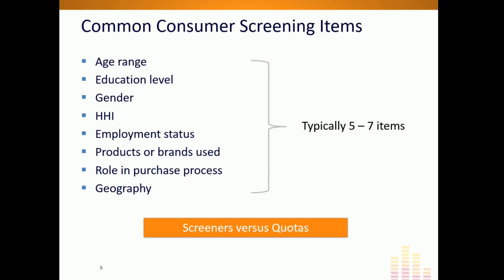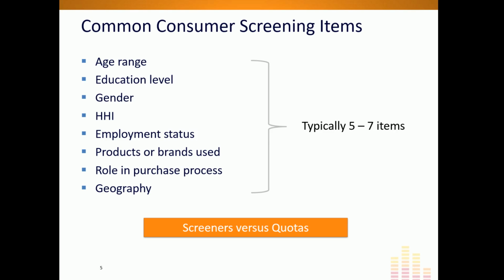So we really try to keep it to 5 to 7 questions. Also, frankly, if your screener has 10 items in it, you may be over screening and as a result skewing your results. So typically for consumer research, you're going to pick 5 to 7 of the following items: age range, education level, gender, household income, employment status, products or brands that the person uses, the person's role in the purchase process, and geography. Those are very, very common items. Are there other items?